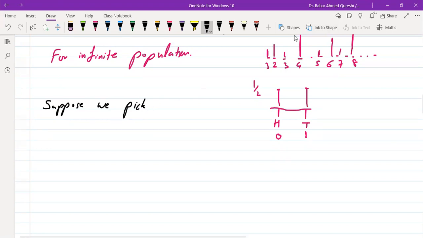Sir, how is a coin toss an infinite population? Because we have distinct possibilities. It can either be head, it can either be tail.